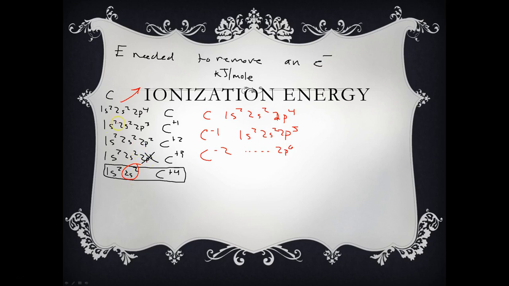So right here, we started with the 2p4, right? That's what carbon has, 1s2, 2s2, 2p4. We removed an electron, got 2p3. We removed an electron, we got 2p2. We removed an electron, we got 2p1. Now this next step, if we were to remove another electron, this would be the first, the second, the third, the fourth, and the fifth.